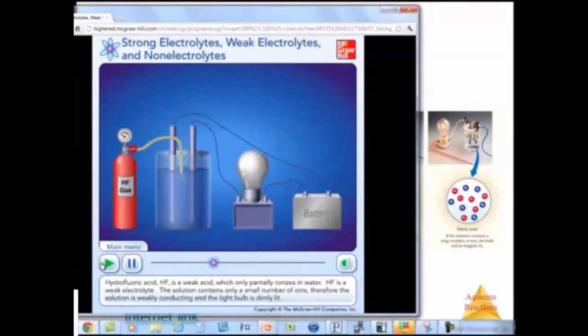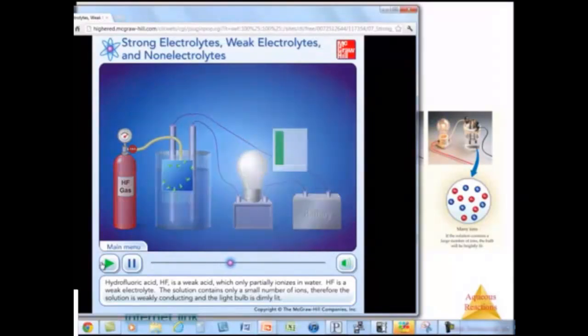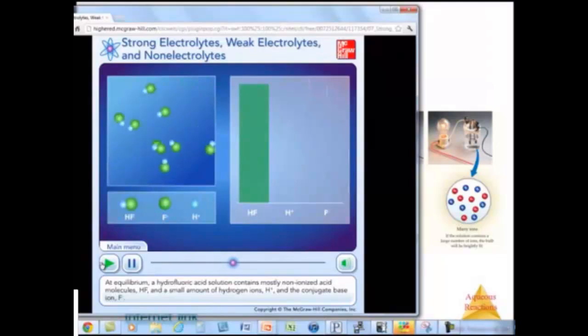Hydrofluoric acid, HF, is a weak acid which only partially ionizes in water. HF is a weak electrolyte. The solution contains only a small number of ions, therefore the solution is weakly conducting and the light bulb is dimly lit. At equilibrium, a hydrofluoric acid solution contains mostly non-ionized acid molecules, HF, and a small amount of hydrogen ions, H+, and the conjugate base ion, F-.